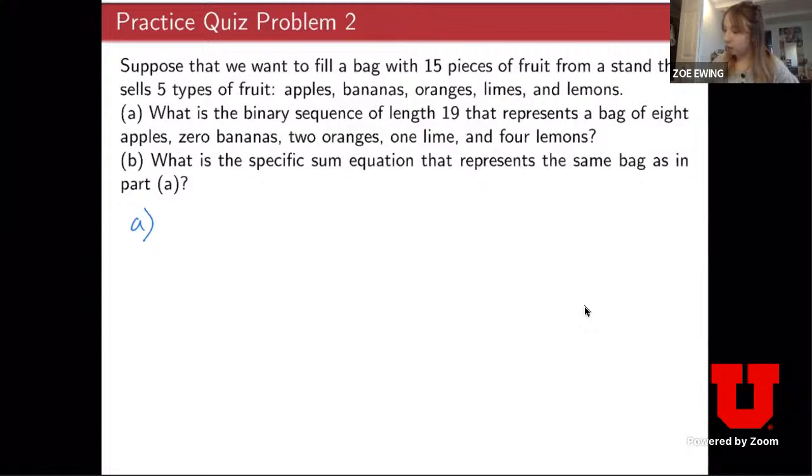We want to represent 8 apples. So we make 8 ones, 6, 7, 8, and then we separate it with a 0. And then we have 0 bananas, so we don't need a 1 for that, but we still want to separate it with a 0. And then 2 oranges and separate it with a 0. And 1 lime, separate it with a 0, and 4 lemons. And that comes out to our 19 characters, or binary sequence of length 19.